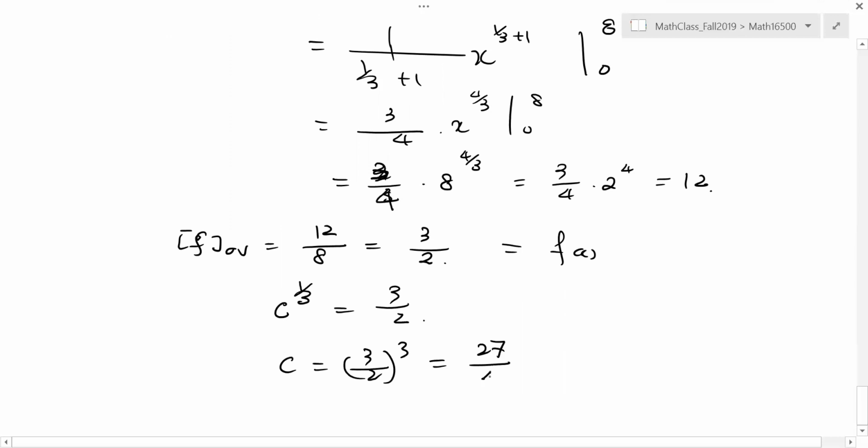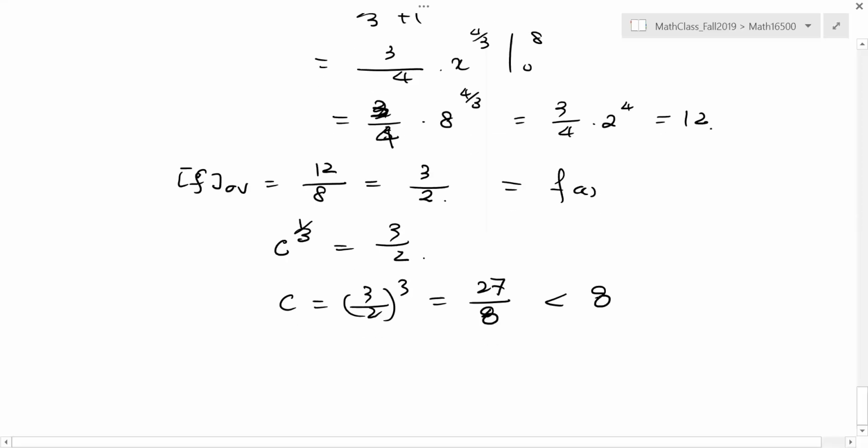27 over 8. Is this number smaller than 8? Is it in the interval from 0 to 8? It is, because this is smaller than 8. Why? It's obviously smaller than 8, because 27 is less than 64. So this indeed is a number in the interval. Okay? So everything's fine. Then we just trust it. We randomly pick an example to check the theorem, and we find it's correct. And the chance that the theorem is true, even without proving it, is very high.